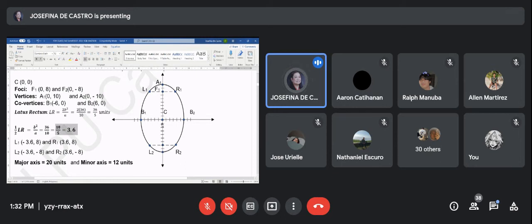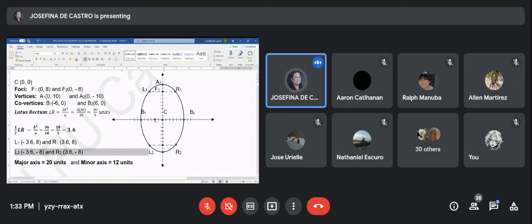So pag in-approximate mo yan, si L1 and R1, katapat ni F sub 1, nasa left and right siya. So X ang magbabago. 3.6 sa left, 3.6 sa right. Then si F sub 2, ang katapat niya ay L sub 2 and R sub 2. So pag nagbilang ka from 0, 0, negative 3.6, 1, 2, 3, or ano kaya, ito, kasi to, pagka ito, 3.5 ko eh, yung hindi kasi pantay-pantay dito.